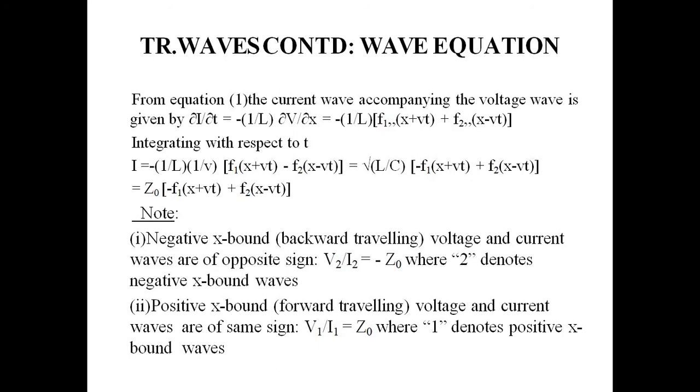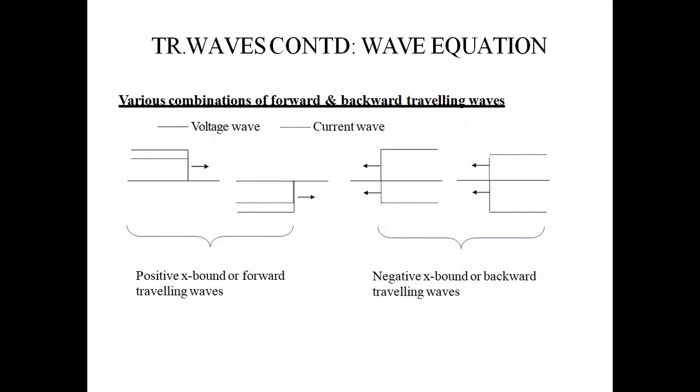Note, the negative x bound, backward traveling voltage and current waves are of opposite sign: V2 divided by I2 means minus Z0, where 2 denotes the negative x bound waves. Positive x bound, forward traveling voltage and current waves are of the same sign: V1 divided by I1 is equal to Z0, where 1 denotes the positive x bound waves.